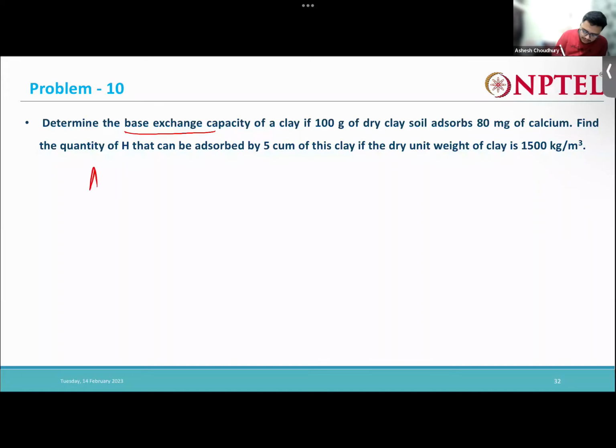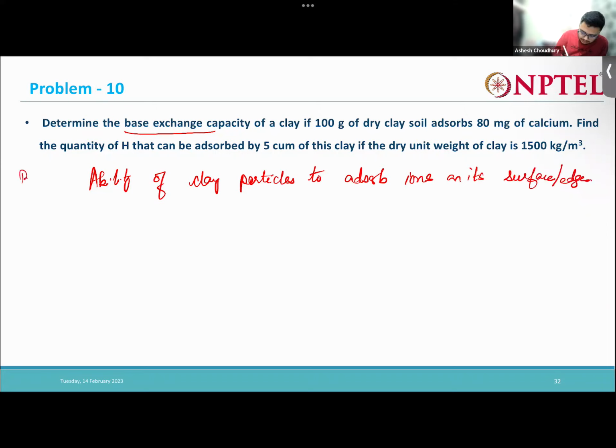Okay, I will just write it down. Ability of clay particles to absorb ions on its surface or edges. This is my base exchange capacity. Okay, now let us solve this problem.